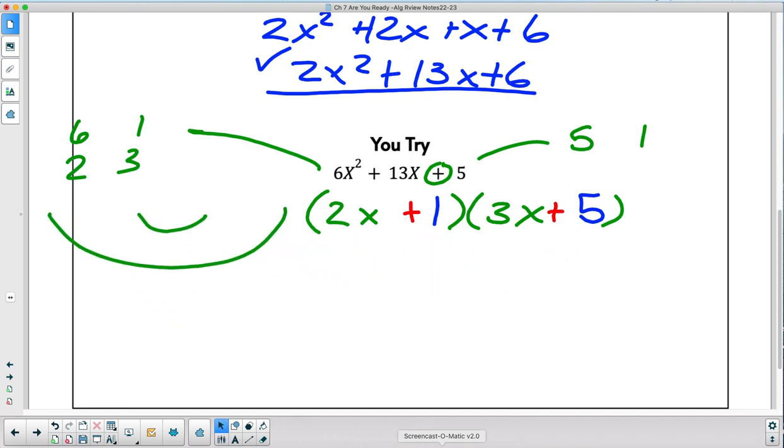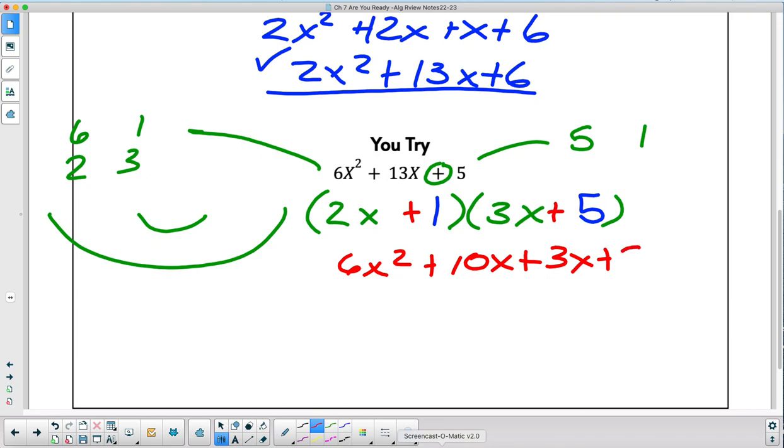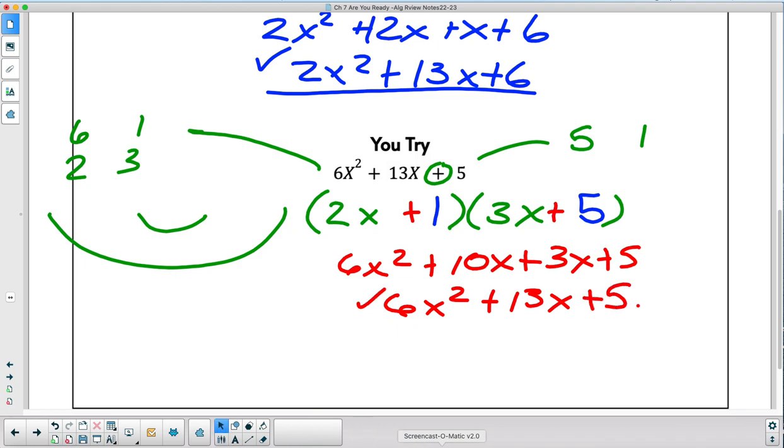All right, so now I've got 6x squared, my outsides, plus 10x, my inside, plus 3x plus 5. And that's going to totally help me get 6x squared plus 13x plus 5. So I got that done. That's what the problem was. I'm very pleased with it.